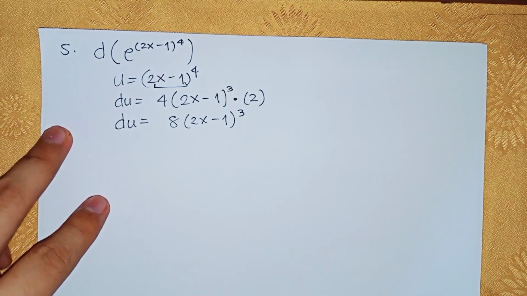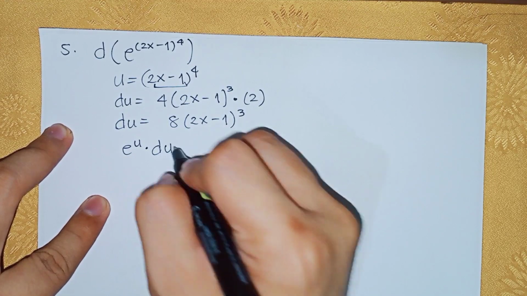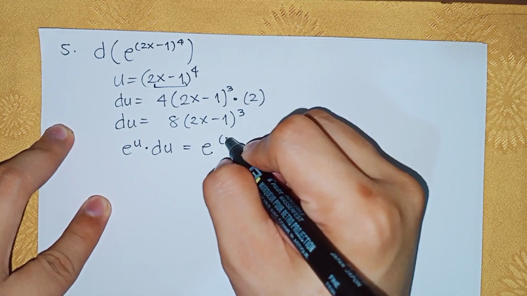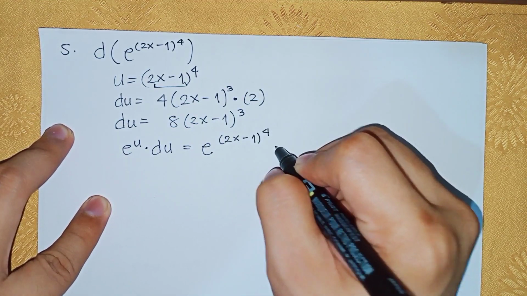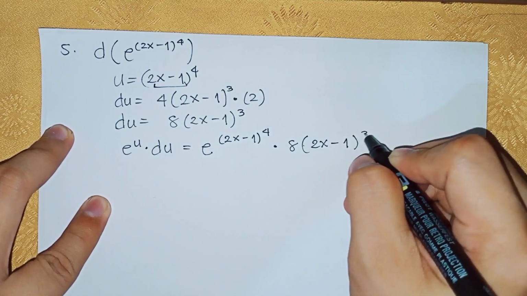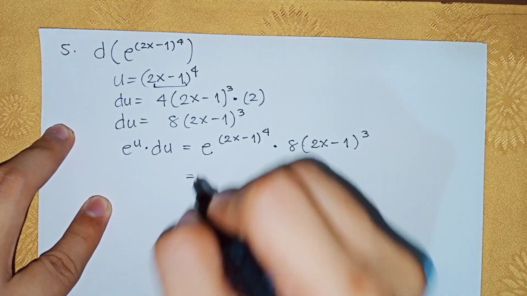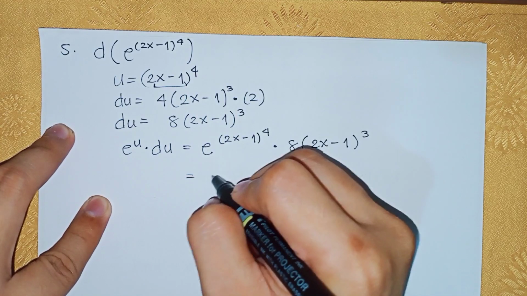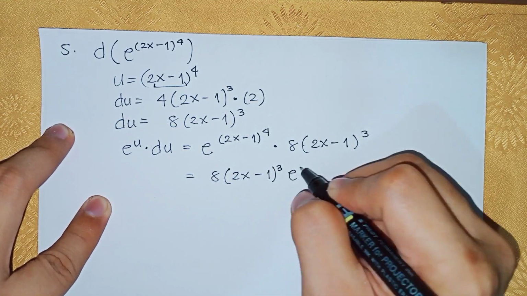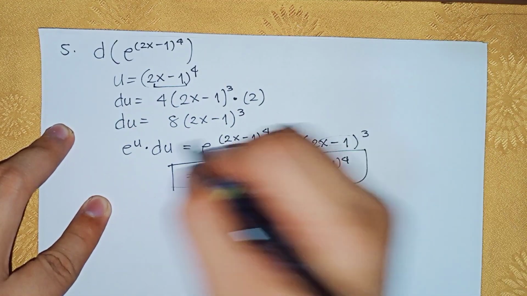Okay? So, derivative ng e raised to u ay e^u times du, di ba? So, kopyahin mo yung e, tapos yung u mo, itong (2x minus 1) raised to 4, times yung du mo, which is 8 times (2x minus 1) raised to 3. So, ang final answer mo dyan ay, pwede na ito, no? Or iayos natin. So, 8 (2x minus 1) raised to 3 times e raised to (2x minus 1) raised to 4. Okay? Ilagay lang natin sa unahan nito.